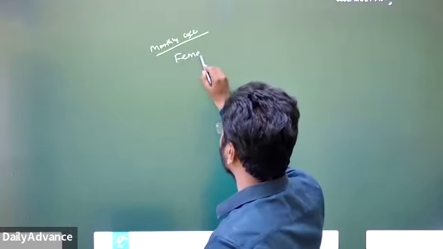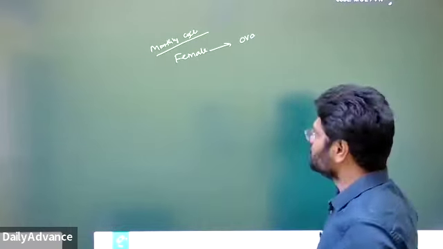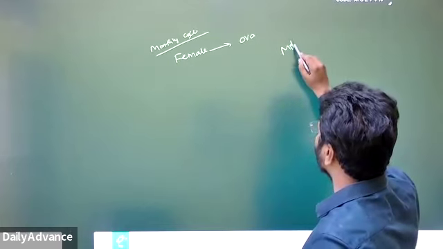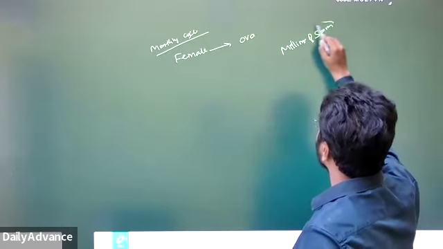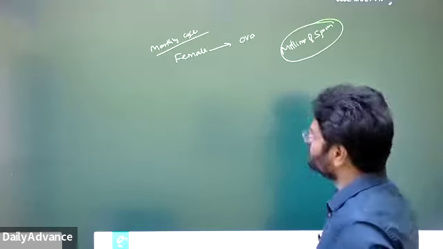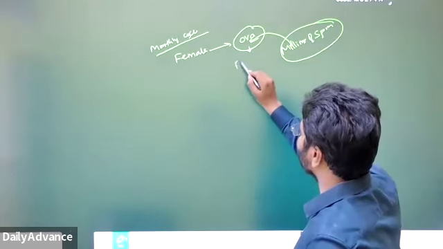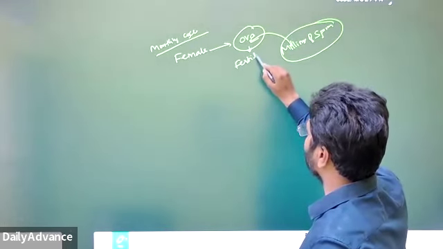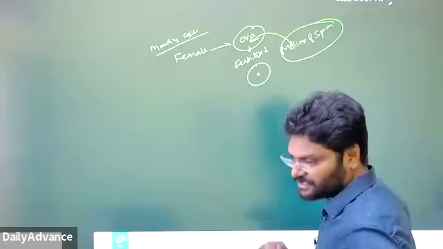the female releases one ova. Millions of sperms are there. Out of those millions of sperms, if one sperm mates with this ova, that we call a fertilized egg. So this is the fertilized egg or primordial cell.